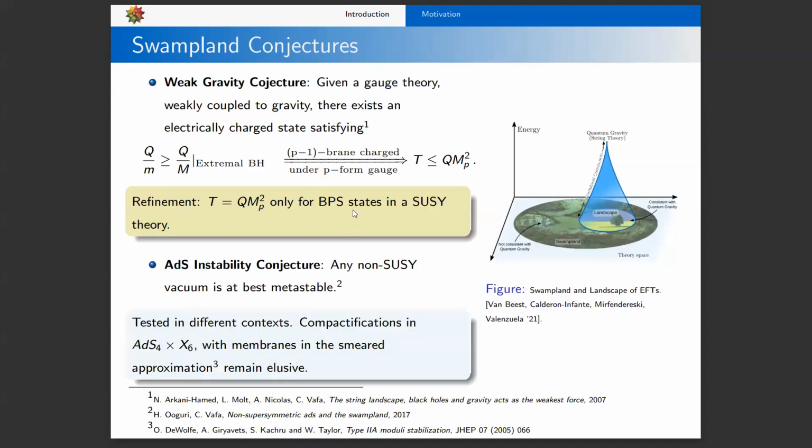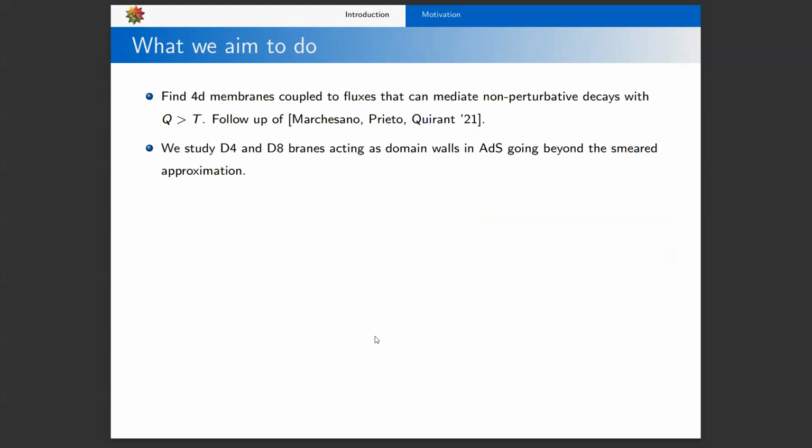And while all these conjectures have been tested in very different contexts, there are still some elusive examples, like the DGKT scenario, which works on AdS4 times a six-dimensional compact manifold with membranes in the smeared approximation. And we want to see to what extent the fact that the weak gravity conjecture doesn't seem to be verified in this case is due to the smeared approximation, and we will go to higher corrections. So what we aim to do is study these kinds of systems, membranes working as domain walls between different vacua, and see if they verify the charge greater than tension relation.